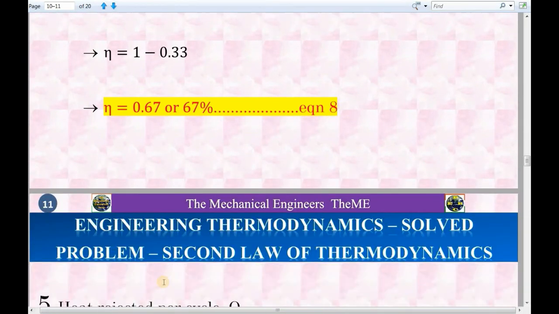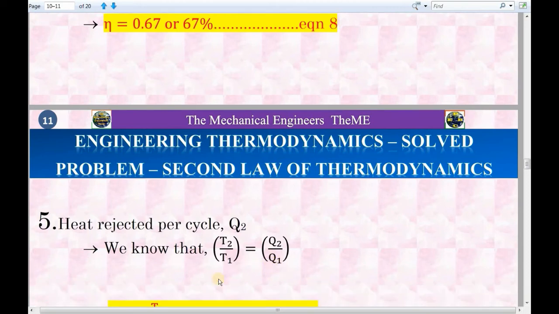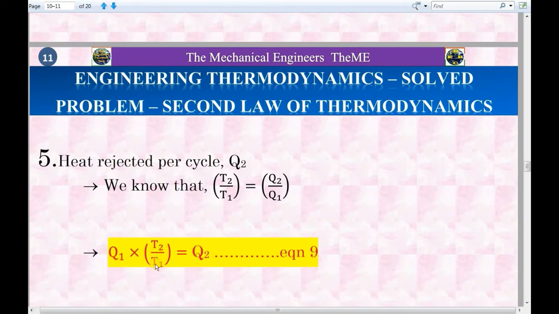Next we will find the value of heat rejected per cycle, which is taken as Q2. For finding the value of Q2, we will use the formula of T2 by T1 is equal to Q2 by Q1. In this formula, bring this Q1 to the LHS. We get Q1 into T2 by T1 is equal to Q2. And consider this one as equation 9. In equation 9, we know the values of T2 and T1. That is, T2 is nothing but TR and T1 is nothing but TA. And we know the value of Q1 from equation 7. So just substitute the values.